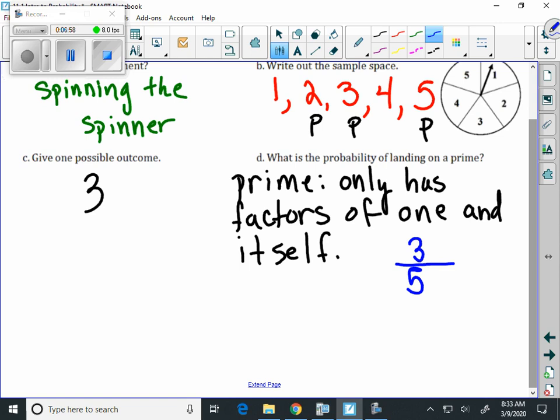By the way, I'm not sure why, but sometimes the OST likes this in terms of decimals. So there is the ratio, but we can also convert this, and I'm fine with the fraction. You can take 3 divided by 5 on your calculator if you prefer, and you get 0.6.